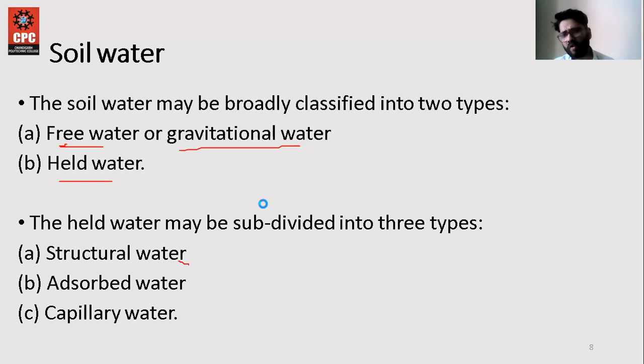So the knowledge of water content in the soil mass is very essential, because you have to control the compaction in the field. So you must know what types of soil water are present in the soil.